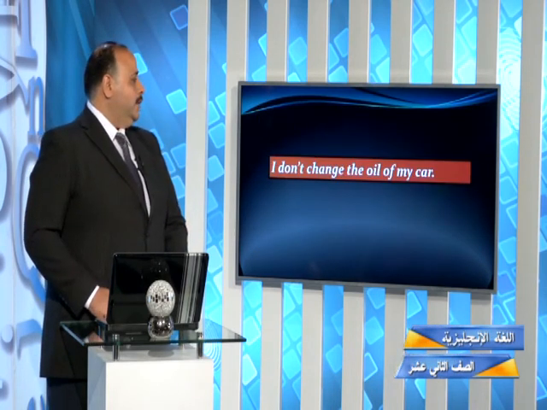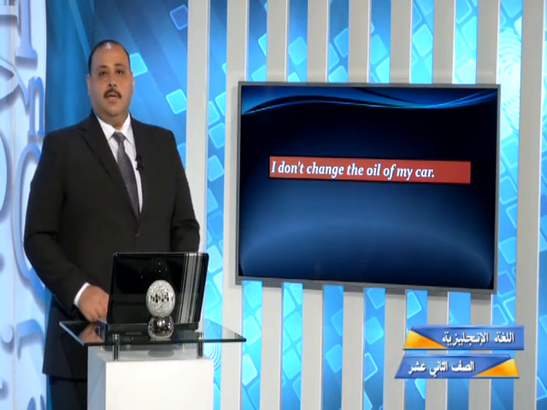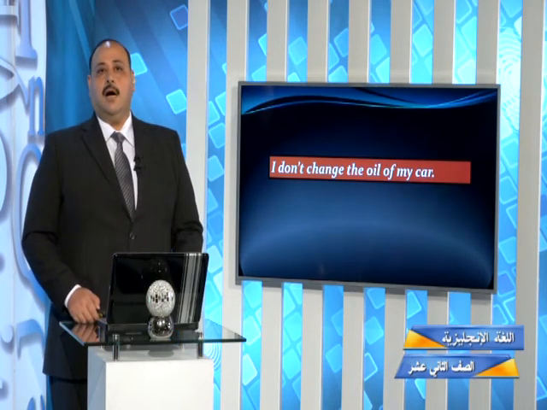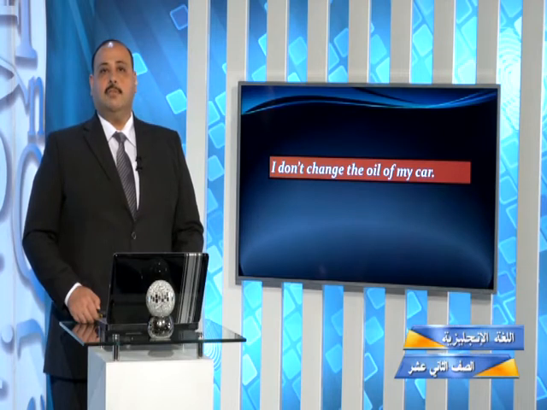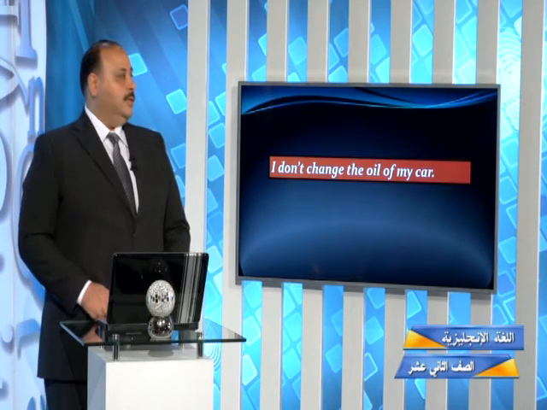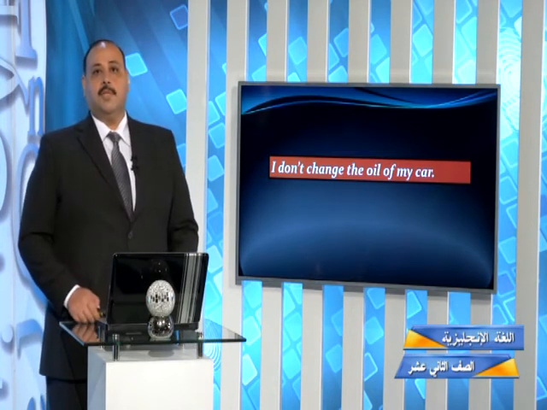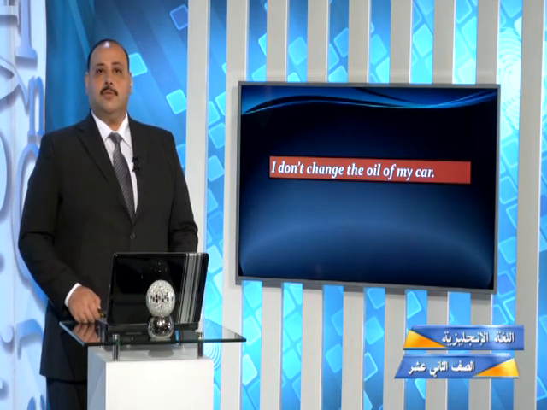I don't change the oil of my car. Now, the subject here is I. Do you think that the person or the subject can change the oil of the car? Of course not. But he's going to change it or the oil of the car would be changed by someone else. That's why we say he caused the verb to happen. Now, remember the two steps. The first step is to identify the tense. Is it present or past or future?